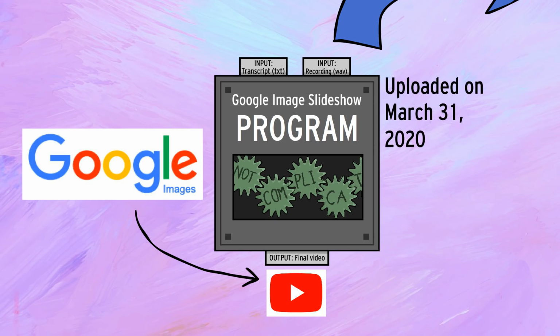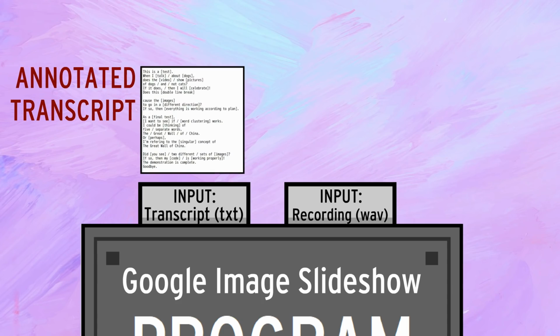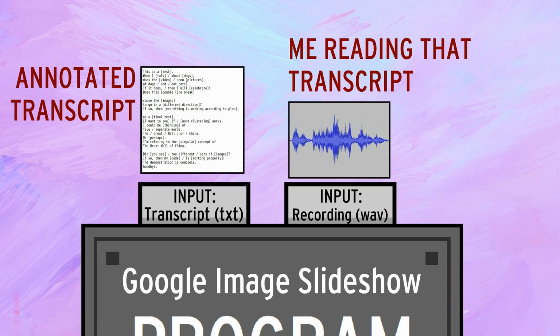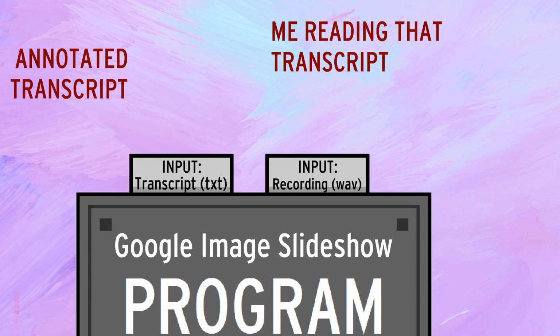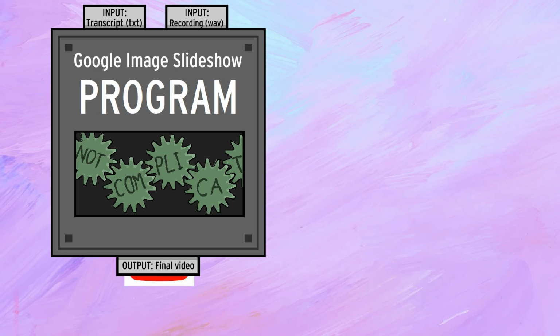about 2 weeks ago. As a reminder, the only inputs for this machine were an annotated transcript and an audio file of me reading that transcript. Everything else, meaning all the visuals, were to be generated automatically, as you can see here.